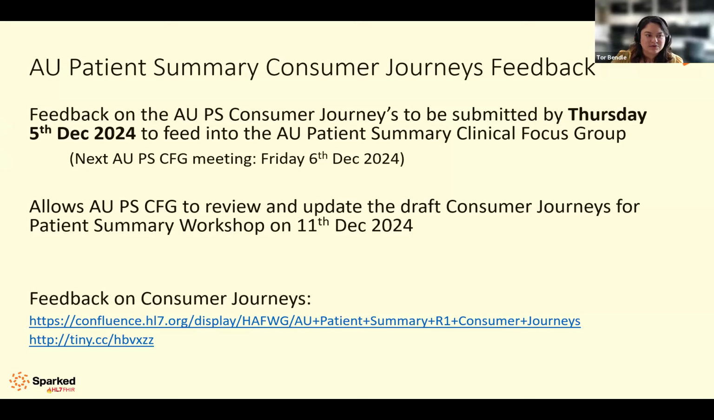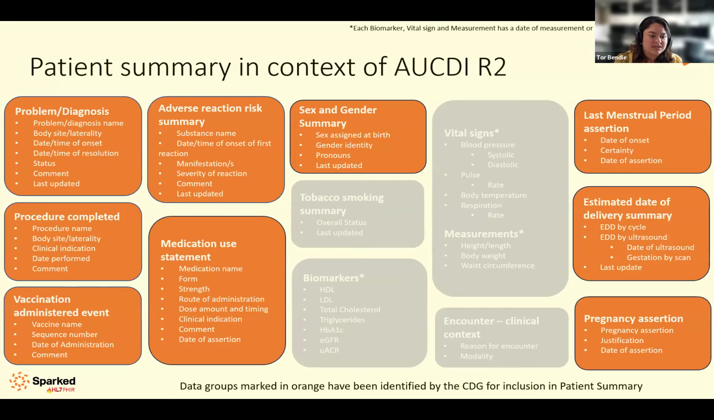Yeah. So we'll go over this quite quickly. Obviously, we've taken up quite a lot of your meeting time. So I just wanted to give an update on AUCDI R2, which is the patient summary component. Noting that for AUCDI R2, we have broken it up into 2 releases to provide public comment. So the release in regards to patient summary data is now open for public comment, including by anyone in this group. What you can see on the slide in front of you today are those data groups that have been prioritised by the CDG for inclusion in patient summary.